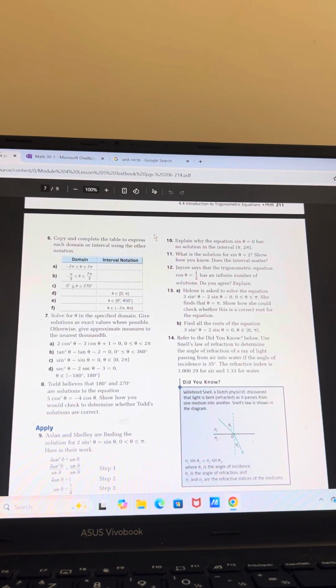Okay, so we're going to be exploring question 10 of the Module 4 Lesson 5 textbook assignment. And let's get started here. Explain why the equation sine of theta is equal to 0 has no solution in the interval pi to 2 pi. Let's get started with this.